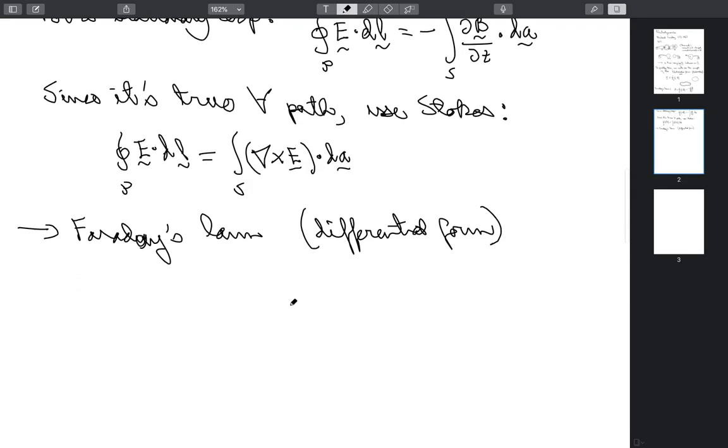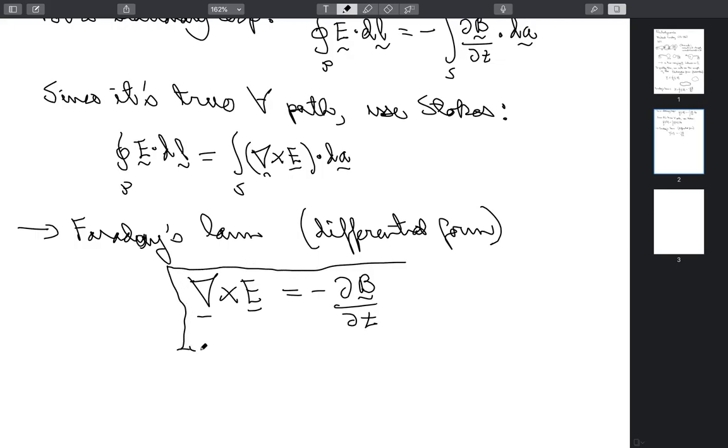Which now tells us that the curl of E, again, these are all vectors, right? The curl of E is just minus the time derivative of the magnetic field. Okay, so that's a super fundamental equation that we had, and it of course complements our electrostatics equation that we had.